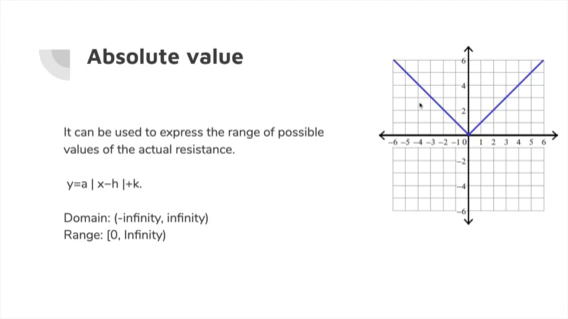This is an absolute value. It can be used to express the range of possible values of the actual resistance. The form for this is y equals a|x minus h| plus k. The domain is from negative infinity to infinity. Even though it goes down, that does not change the domain because it's the x-axis. It does not really change anything.